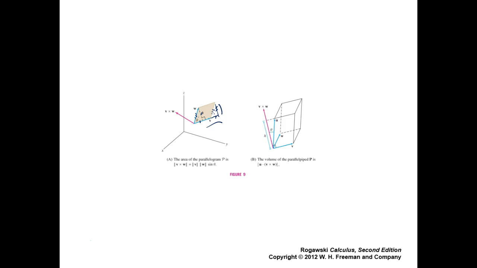So let me go back and fill in the blanks here, okay? The area of the parallelogram P, and this is the parallelogram P right there, is equal to the magnitude of V cross W. Only trouble is they drew it in the wrong direction, but the magnitude is the magnitude. It doesn't matter which direction it's facing.